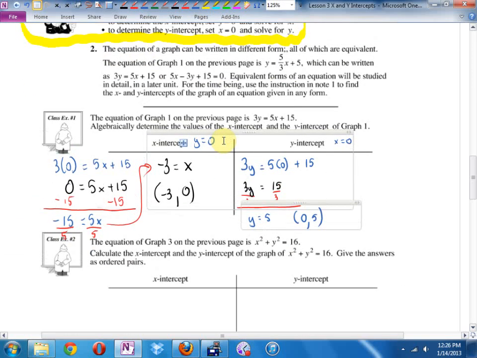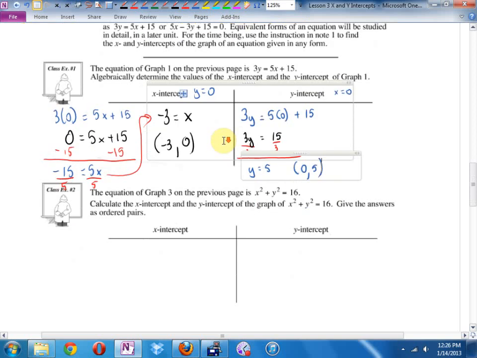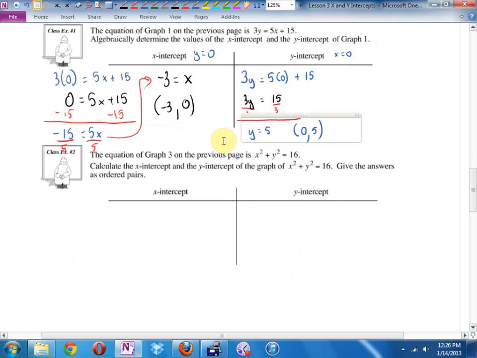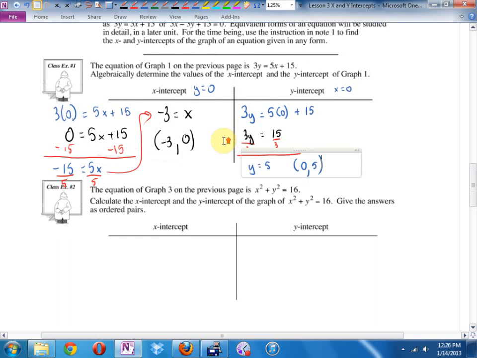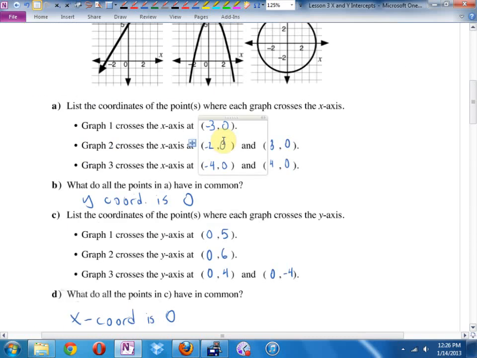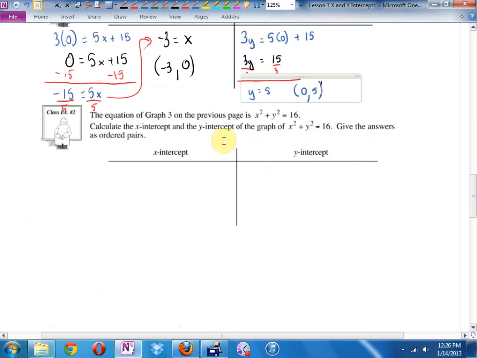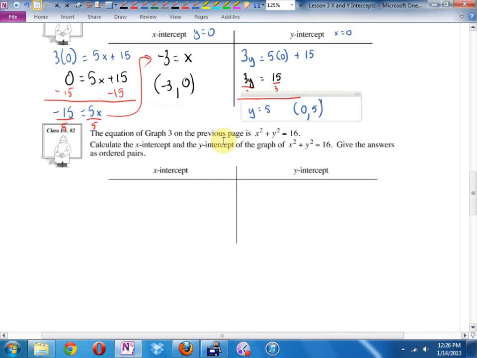Linear equations, which is why we start out with these, Brianna, linear equations tend to be easier to do this with. However, example 2, this can be done with a nonlinear equation. It says the equation of graph 3 on the previous page is x squared plus y squared equals 16. Is it? Yeah. Calculate the x-intercept and the y-intercept. Okay.